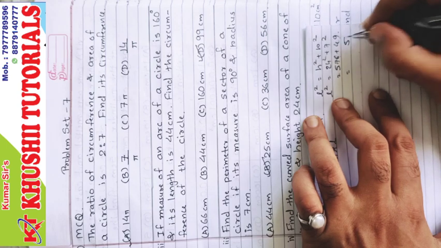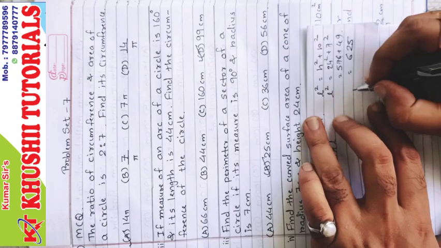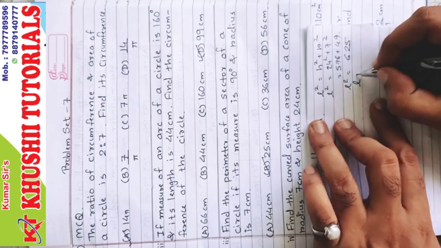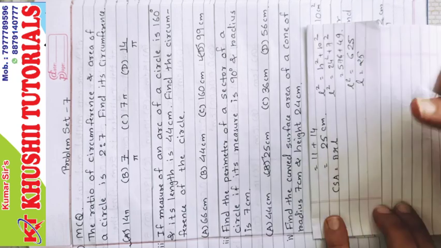9 plus 6 is 15. 1, 8 and 12. Again 1, 625. L square is 625, so L is 25, taking the square root on both sides. We got the value of L.